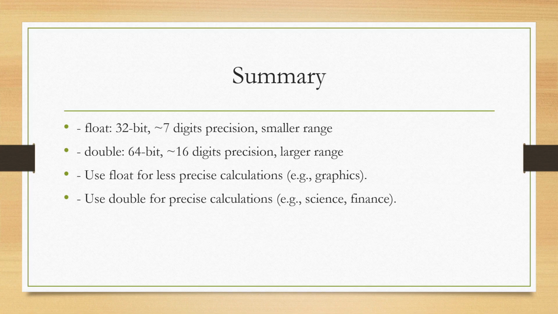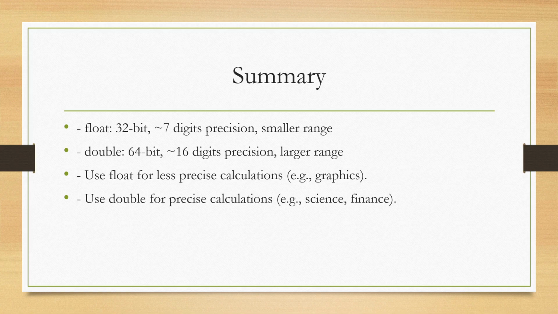If we compare, float is 32-bit, it stores 7 digits, has a smaller range and is less precise. Double is 64-bit, stores 16 digits, and its range is larger with more precision.